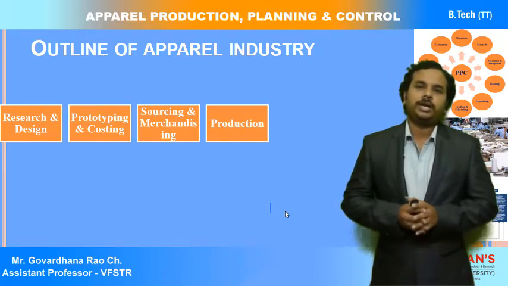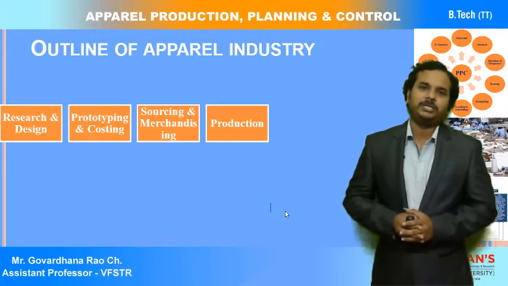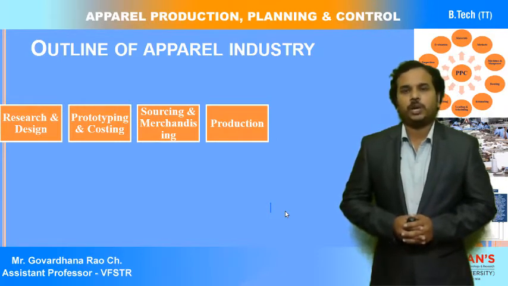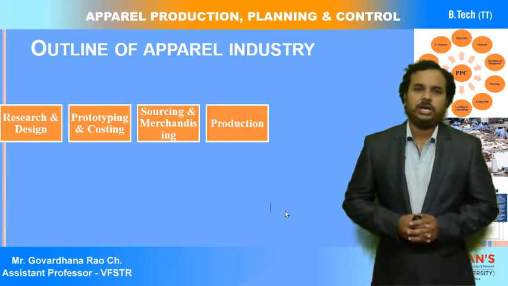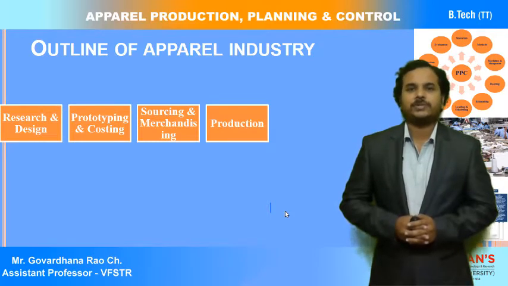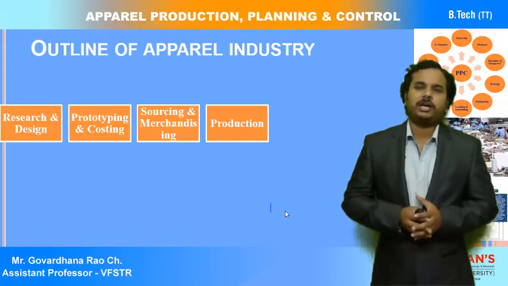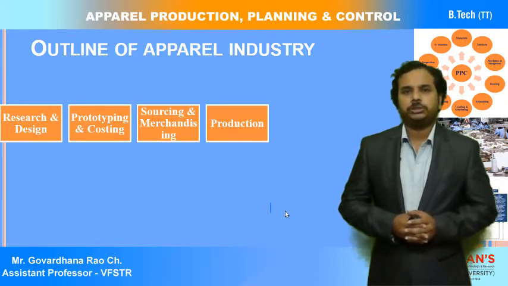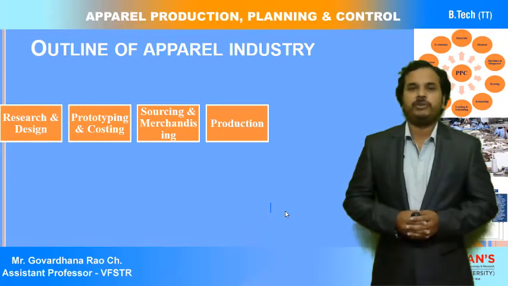Nothing but to get a bulk order like 10,000 pieces of garments or 1 lakh garment pieces, what we require is a product development department or research and development department as well as the designing department. This department will develop the product, and the prototyping and costing department will evaluate what exactly the costing is, and how we can offer the price to the customer.